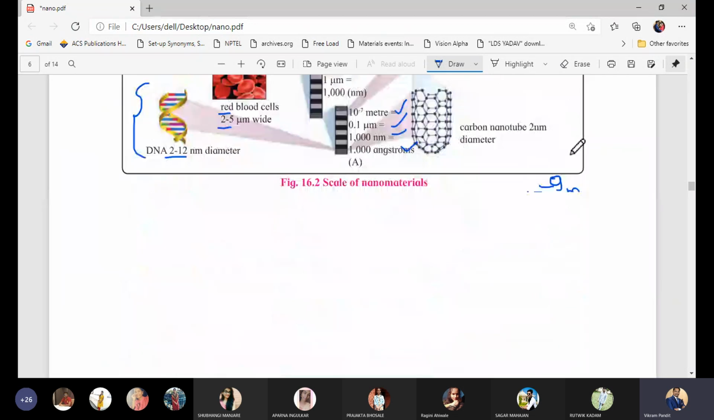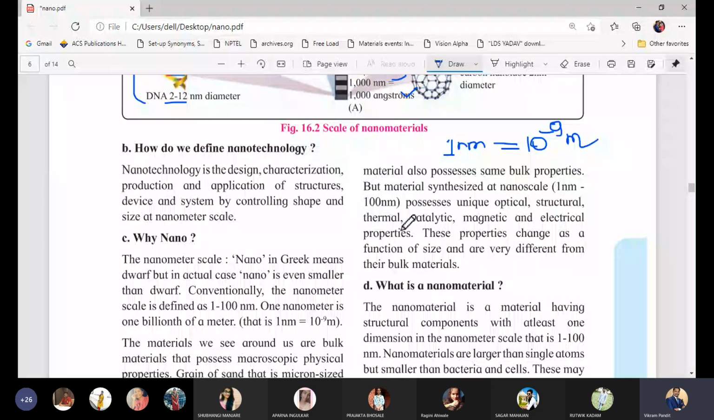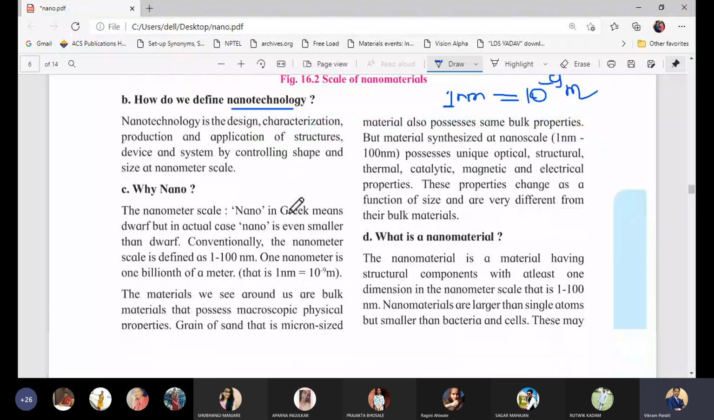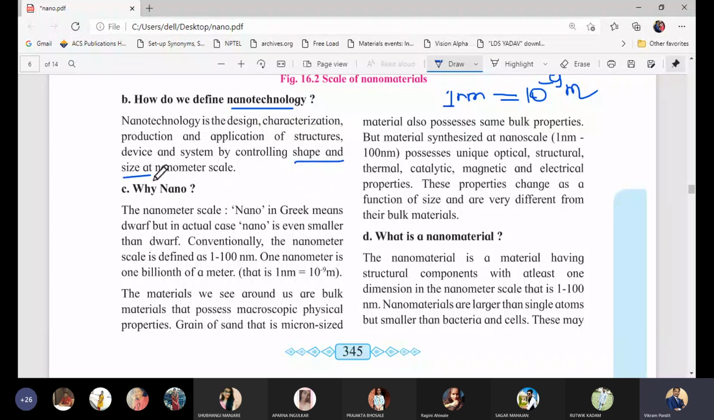The physical properties and chemical properties can change, and what these properties are we are going to see in this chapter. So what is the exact definition of nanotechnology? Nanotechnology is the design, characterization, production and application of structures, devices and systems by controlling the shape and size at the nanometer scale. So the technology or science which can control the shape and size of nanometer scale particles is termed nanotechnology.